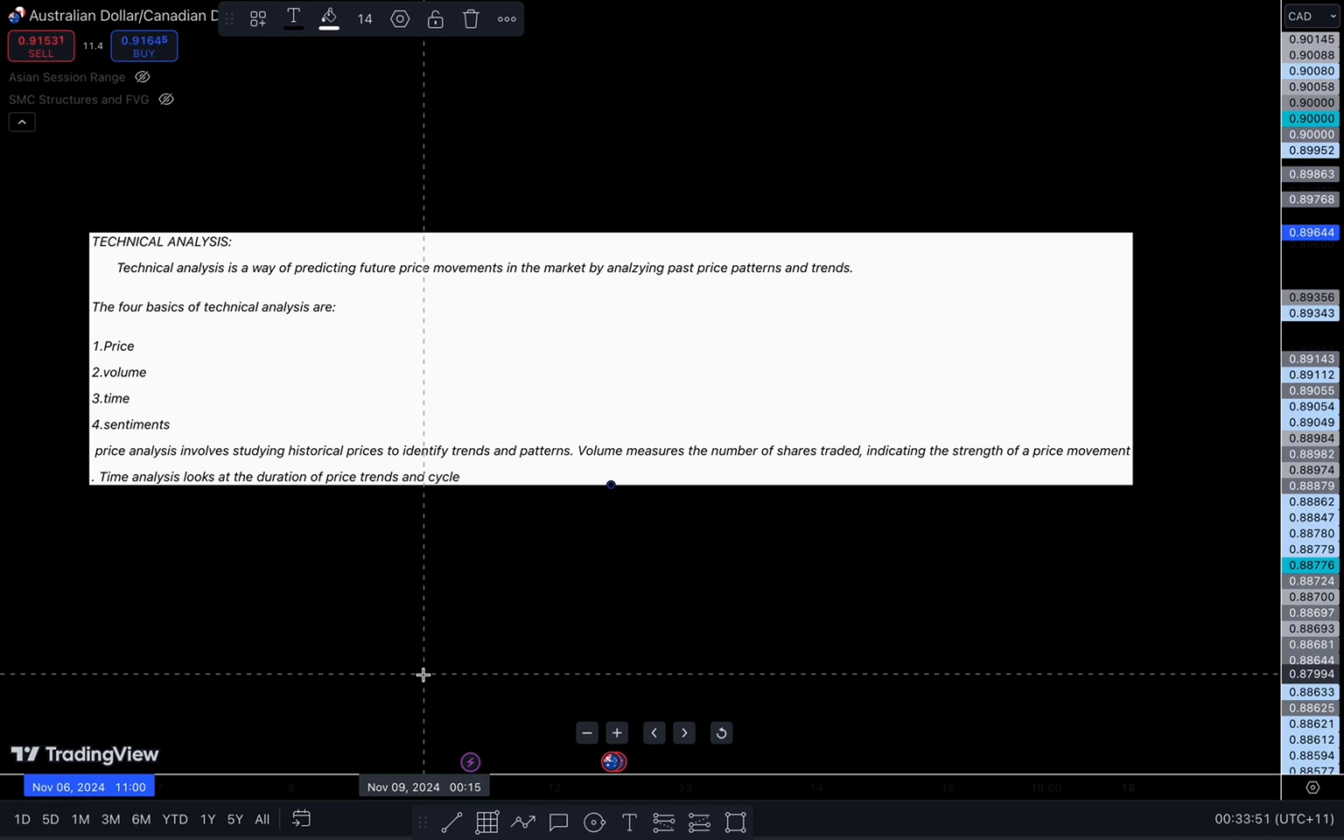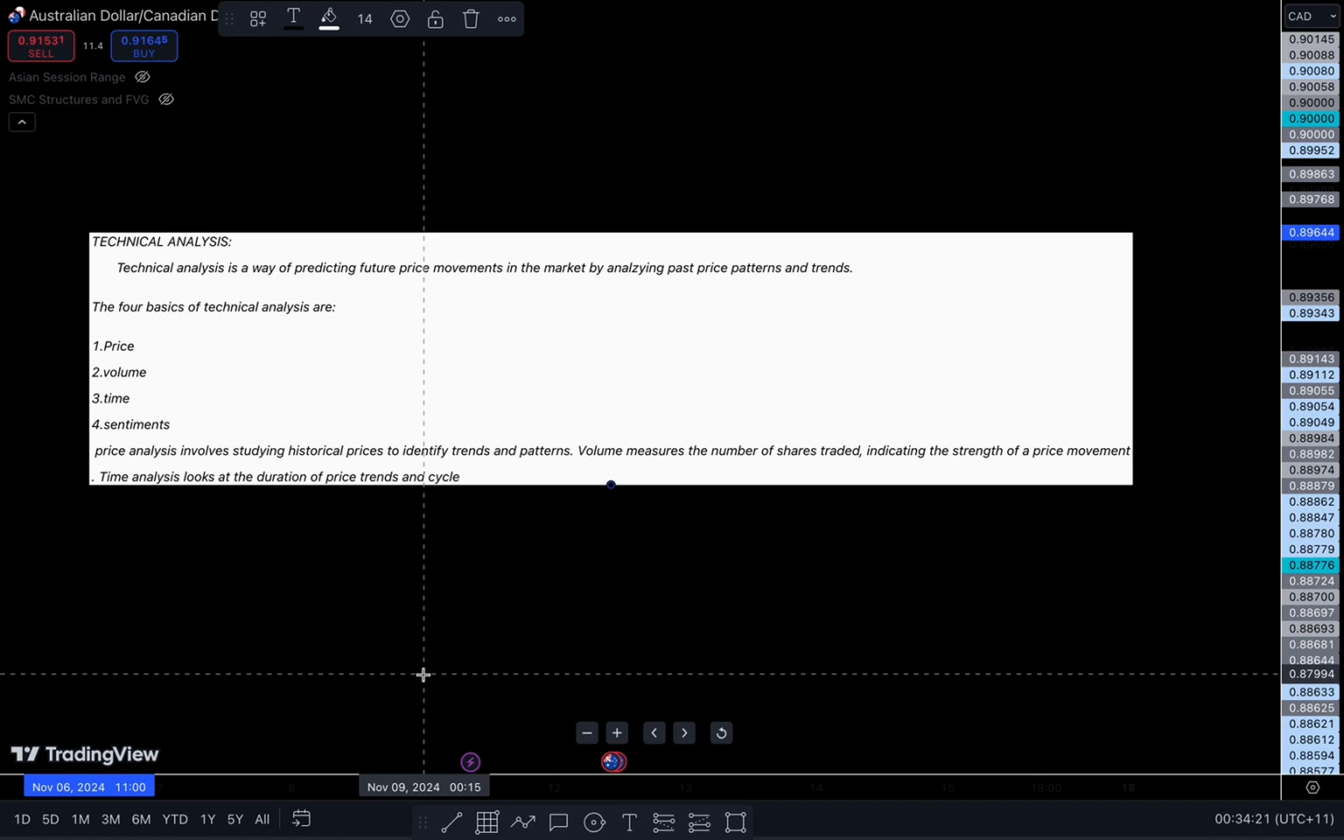So your job as a technical analyst is to know how to correctly predict the market's movement. Right. So we have the four basics of technical analysis, the things you should consider as a technical analyst: price, volume, time, and sentiment.